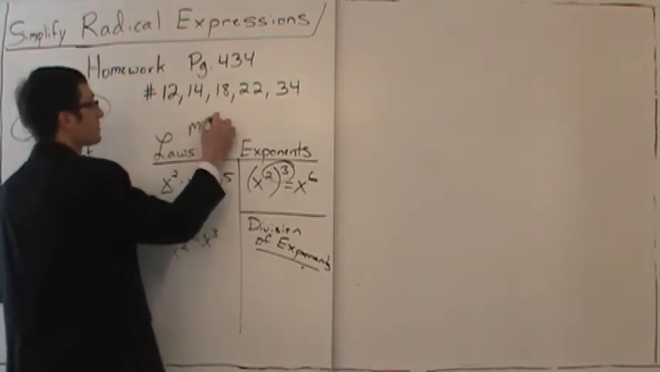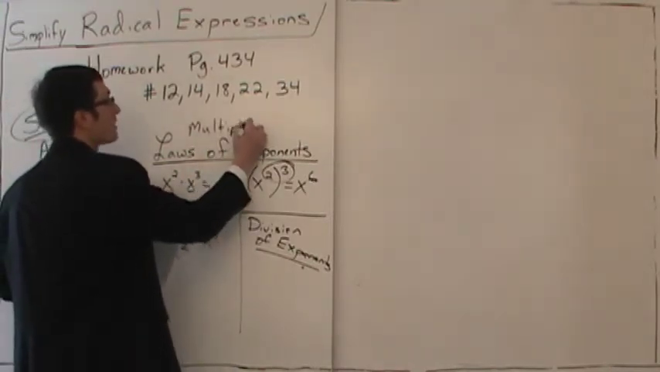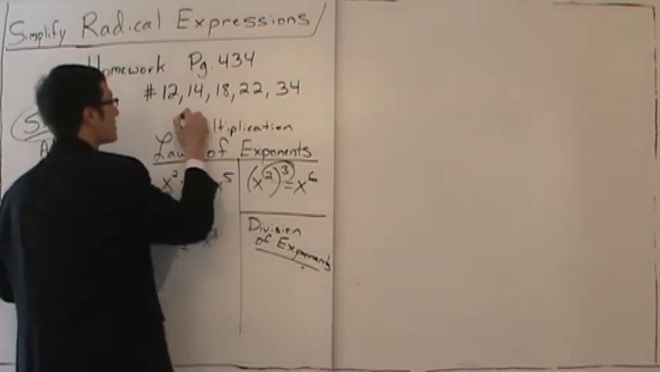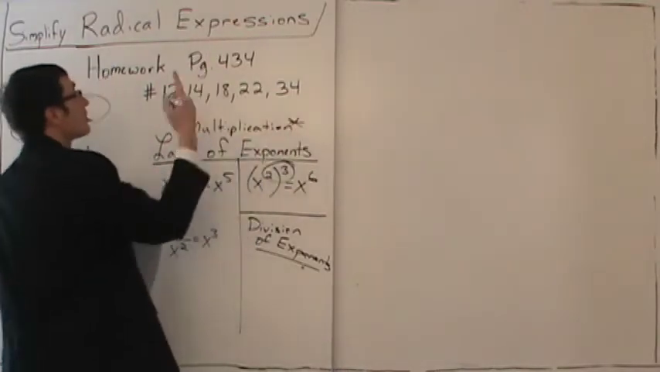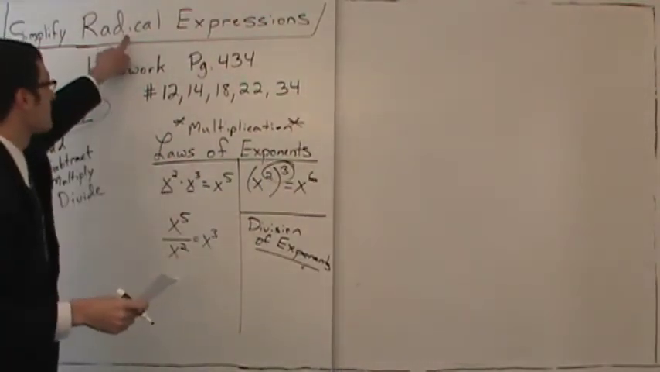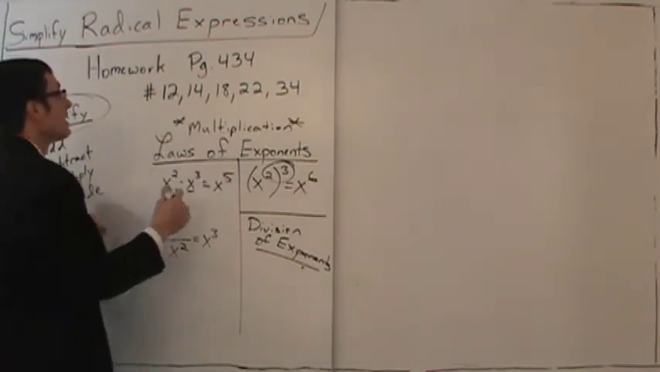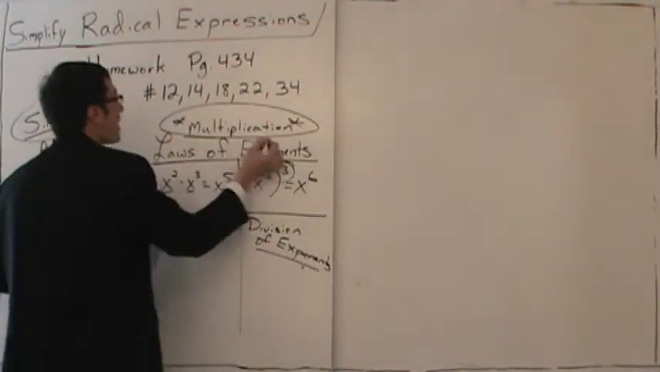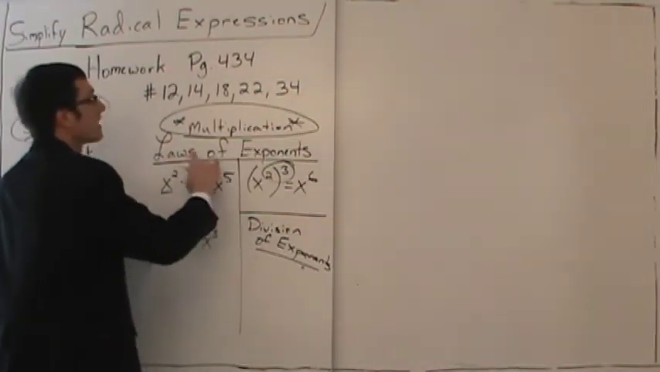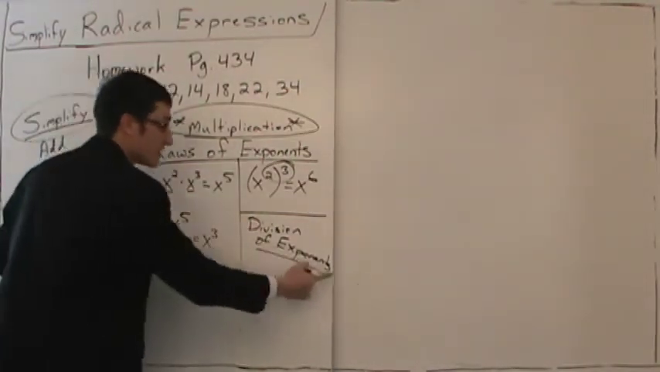Remember that laws of exponents refer to what operation? Operation of multiplication. So go ahead and write this and star this. Operation of multiplication. So radical expressions refer to operation of multiplication because we're filling in the last portion of the laws of exponents chart, division of exponents.